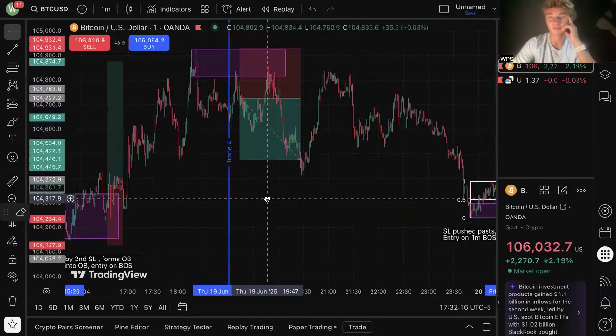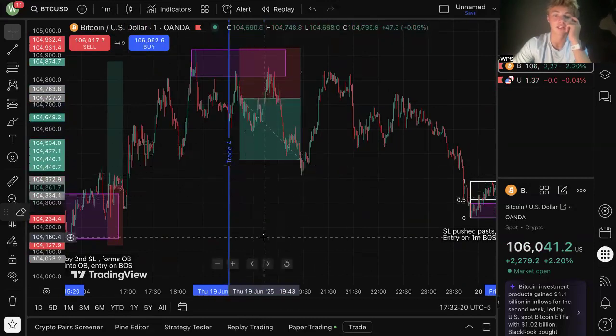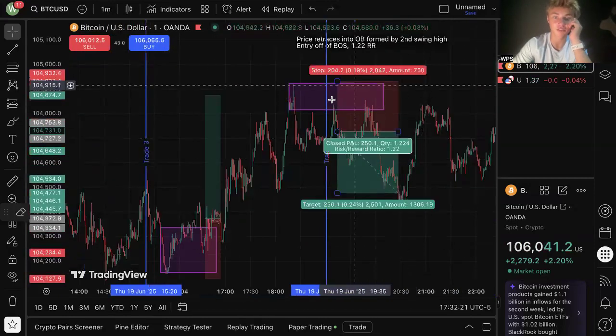Again, even on these backtested trades, we already know what's going to happen. I still need to work on setting more ambitious take profits.